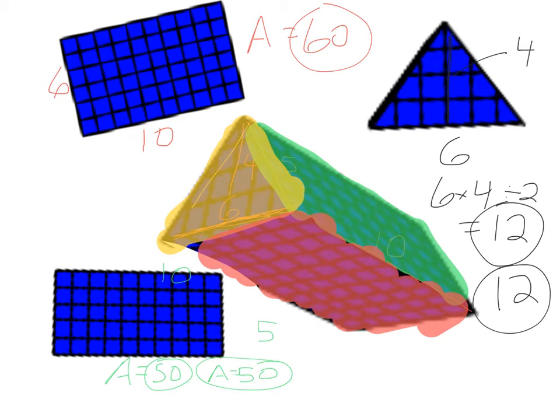If I add that all up, 50 plus 50 is 100, 100 plus 60 is 160, 160 plus 12 is 172, plus 12 is 184. So the total surface area is 184.